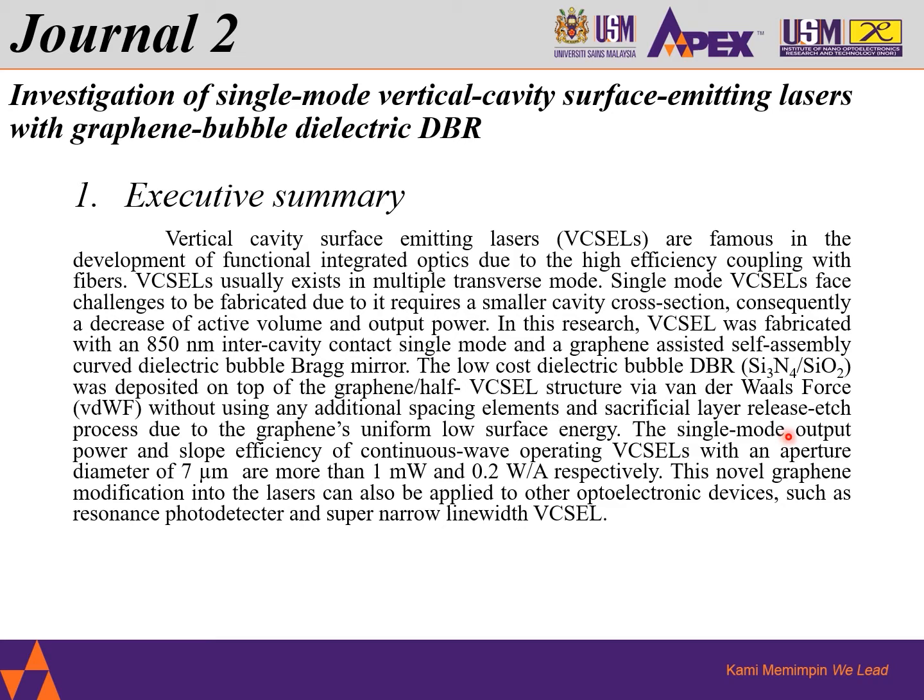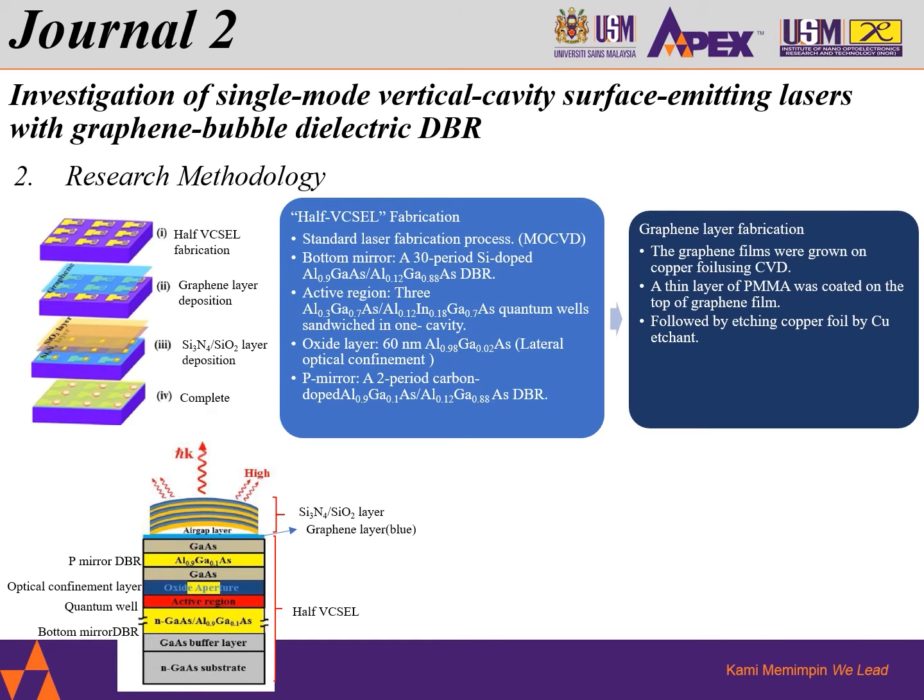The single mode output power and slope efficiency of the continuous wave operating VCSEL with an aperture diameter of 7 micron are more than 1 milliwatt and 0.2 watt per ampere respectively. These novel graphene modifications to lasers can also be applied to other optoelectronic devices such as resonance photodetectors and super narrow line width VCSEL. Next, I'm going to share the research methodology for this second journal.